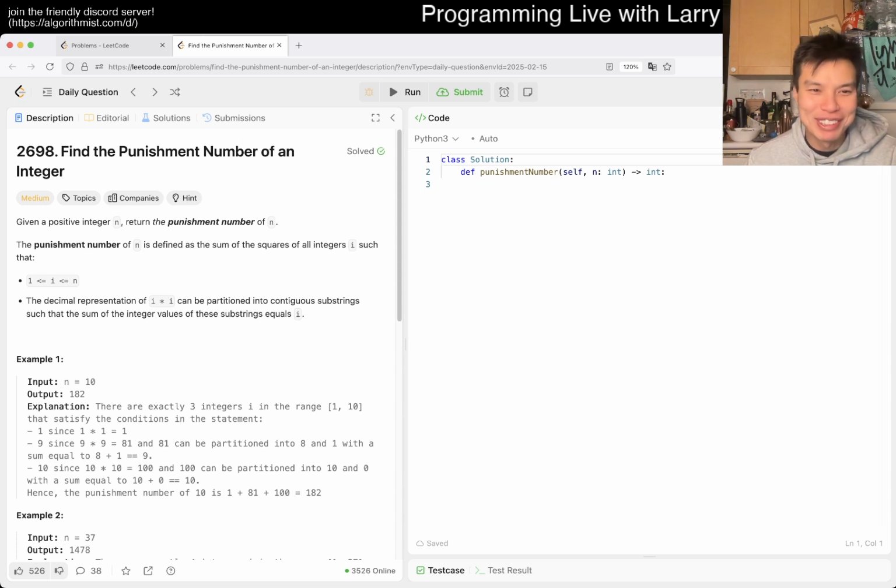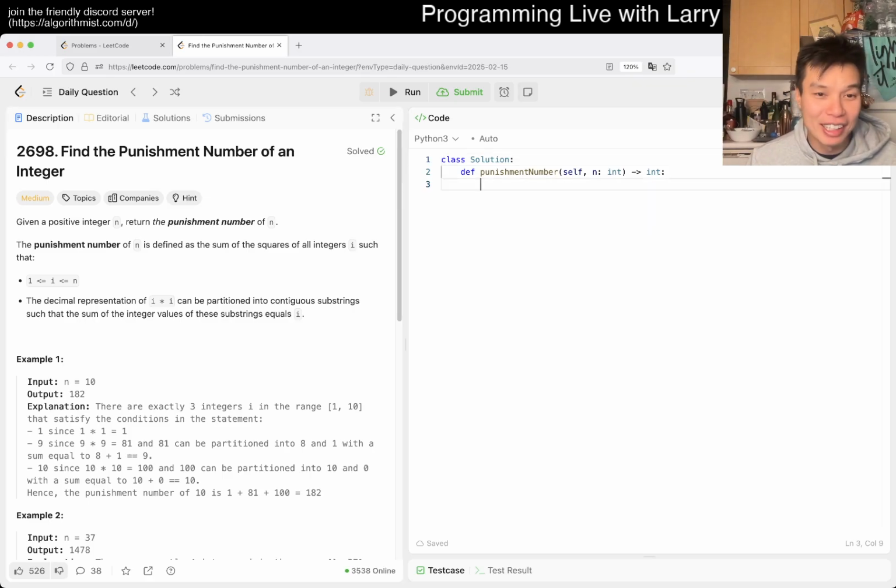Why is it called a punishment number? What is going on here? I didn't even finish reading this, but it's just kind of confusing, or not even confusing, just weird. Punishment number, what is going on? This is very topical, I suppose. Well, we focus on punishment and not, anyway, okay.